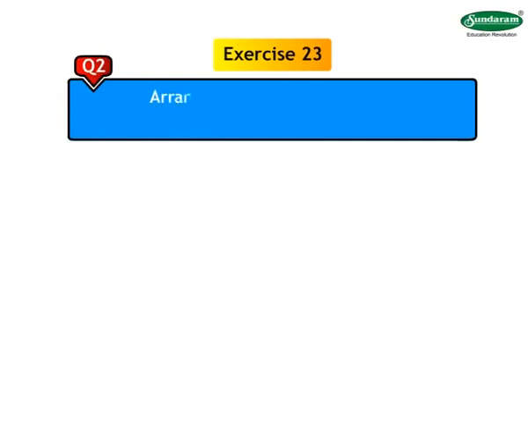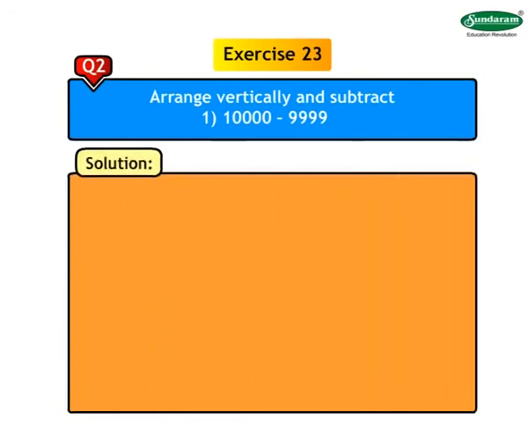Question 2. Arrange vertically and subtract 10,000 minus 9,999. Solution. 10,000 is a 5-digit number. So write all place values starting from units place proceeding to the left till 10,000's place. Write the number 10,000 below it. Write minus sign to the left. Starting from the units place, write the number 9,999 below 10,000. Note that in 10,000 units, tens, hundreds and thousands place are zeros. Starting from units place, we cannot subtract 9 units from 0 units. So we have to borrow tens into units place.